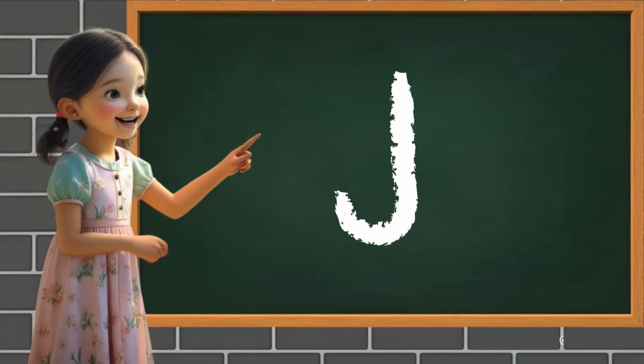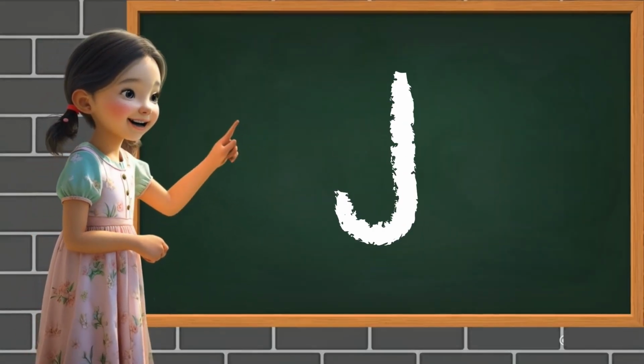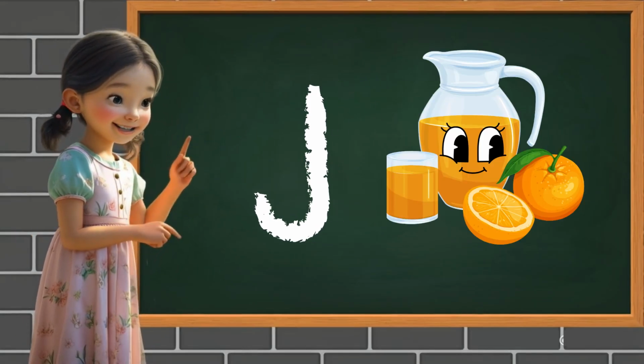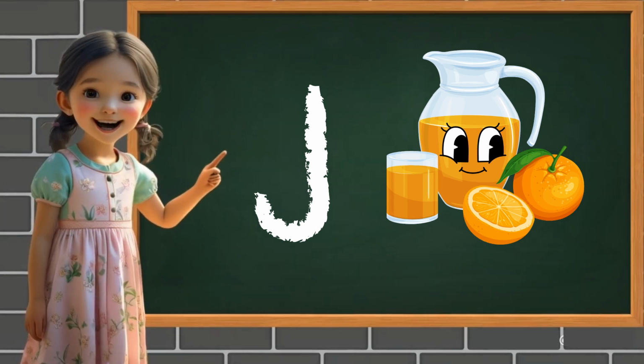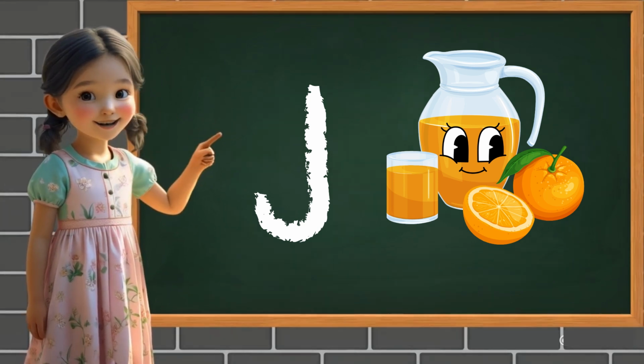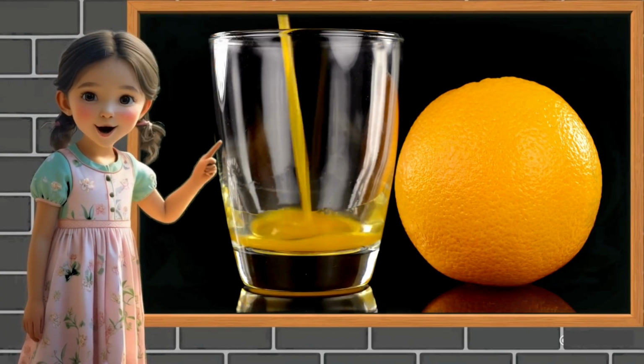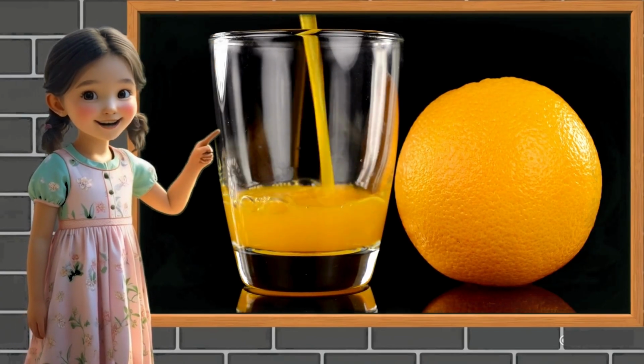The letter is J. You can say J. Now say J is for juice. J is for juice. Here you can see orange juice. This is juice.